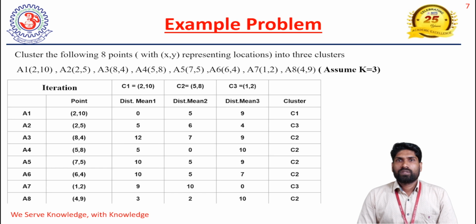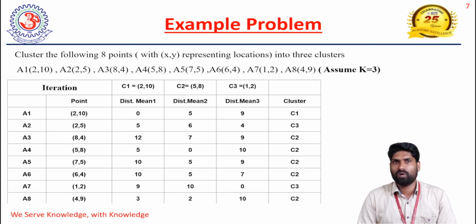Now the distance with cluster point 3. The centroid is fixed as C3 and its value is 1 comma 2. We are calculating the distance between C3 to A1, C3 to A2, C3 to A3, like that we will calculate for all the points. First, C3 to A1, 2 comma 10 and 1 comma 2. So it is modulus of 2 minus 1 plus modulus of 10 minus 2. So it is 1 plus 8 equals 9. Very simple. The same way we will calculate all the distances.